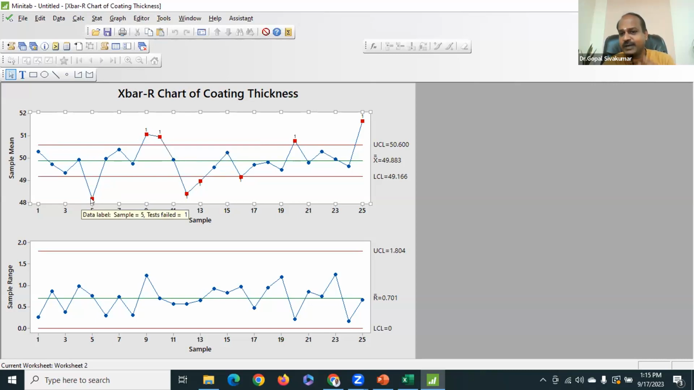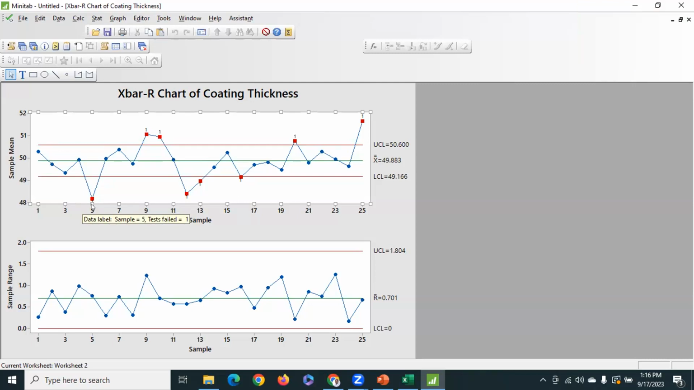Inside your subgroup number 5, how many samples did you have? 5 samples, 3 samples. The average of the 3 is going out. That means between subgroup number 4 to 5, or subgroup number 5 to 6, what is the time gap? Maybe 1 hour, or maybe 1 full shift, maybe 1 complete day. Yes or no?